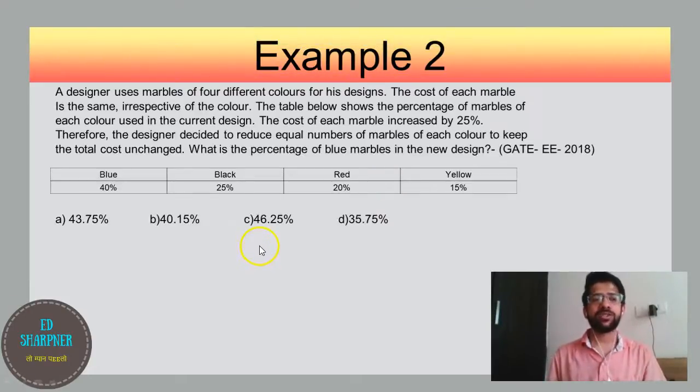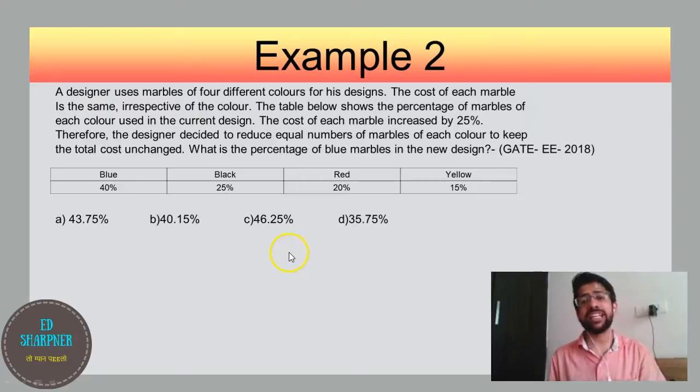So a designer uses marbles of 4 different colors for his designs. The cost of each marble is the same, irrespective of the color. The table below shows the percentage of marbles of each color used in the current design. The cost of each marble is increased by 25%, and therefore the designer decided to reduce equal numbers of marbles of each color to keep the total cost unchanged. What is the percentage of blue marbles in the new design?